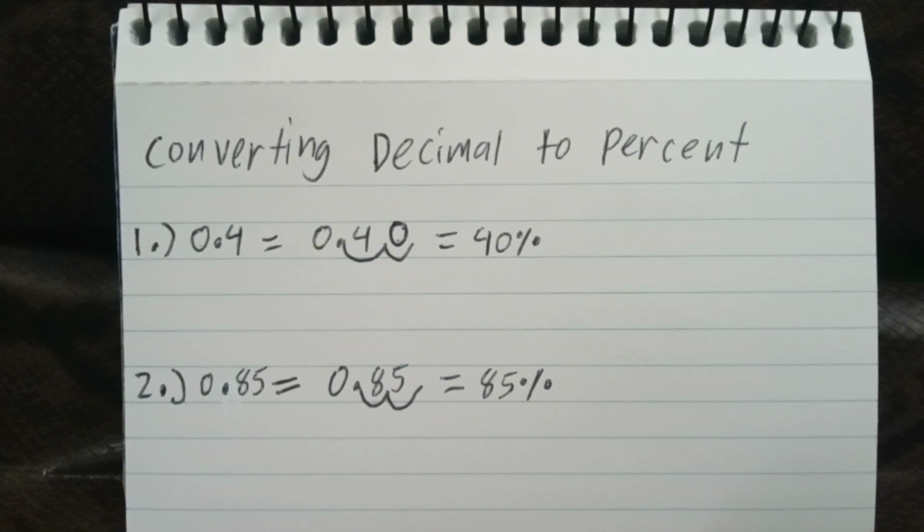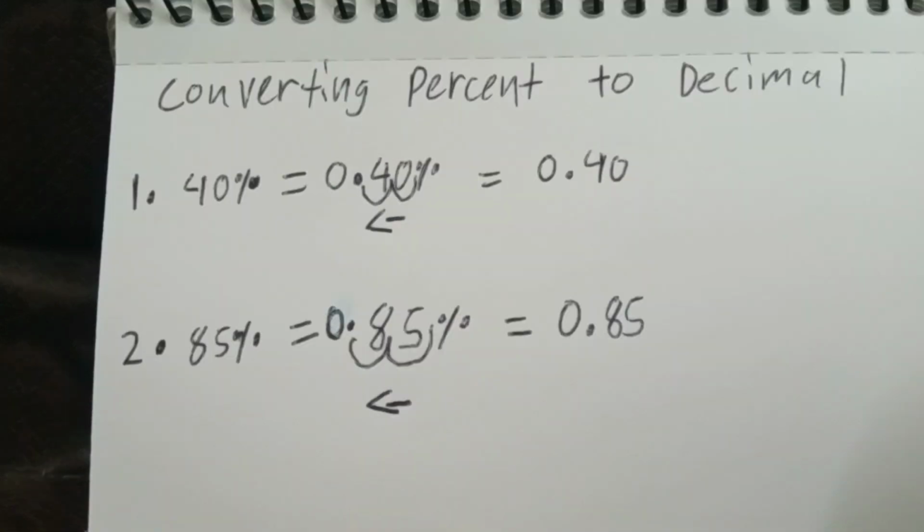40%. And for number 2, the same thing, you get 0.85, move the decimal point 2 times to the right, and remove the 0 and add a percent sign on the right side of the number, and that will give you 85%. So now for our fifth topic, which is converting percent to decimal.